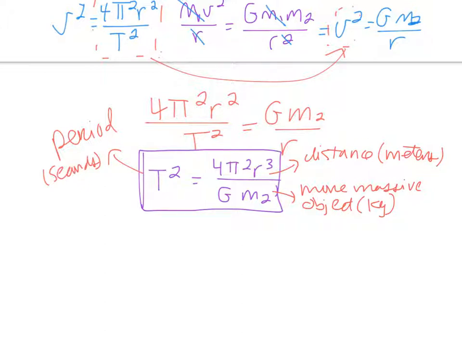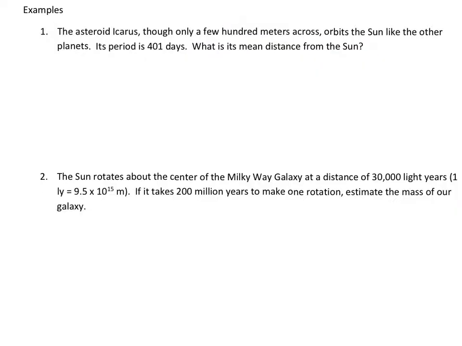Okay, so let's do some examples. The asteroid Icarus, though only a few hundred meters across, orbits the sun like the other planets. Its period is 401 days. What is its mean distance from the sun? Given, the period is 401 days, and we know that the mass of the sun is 2 times 10 to the 30th kilograms.